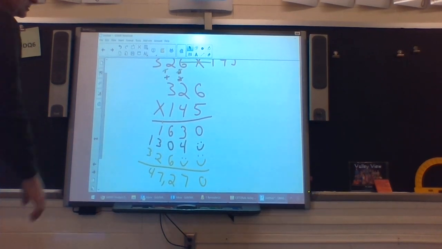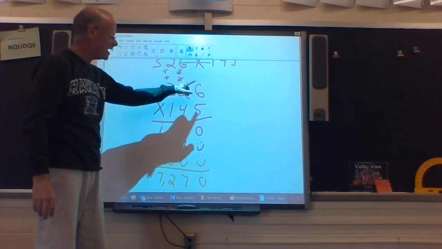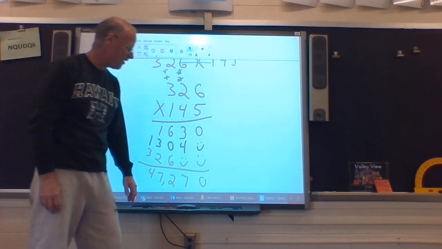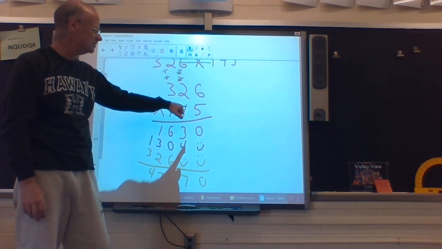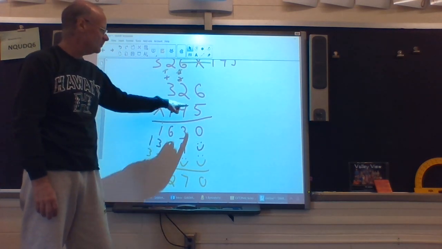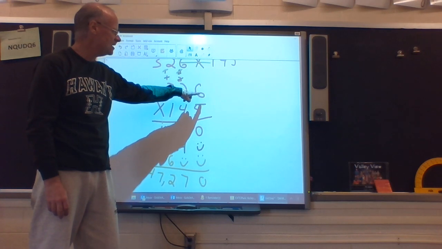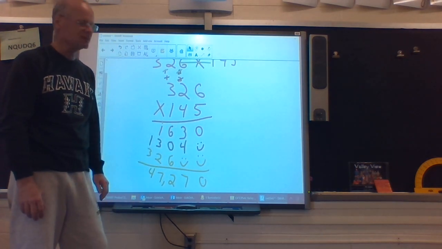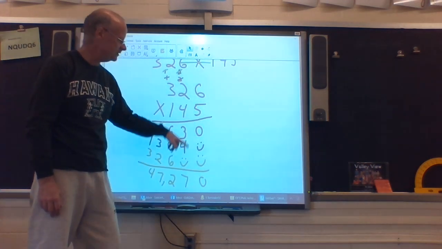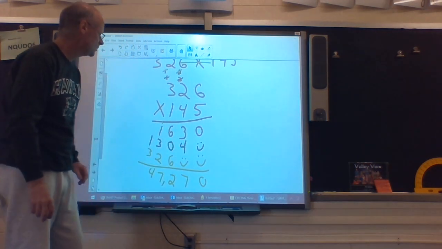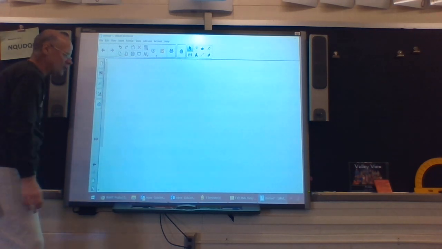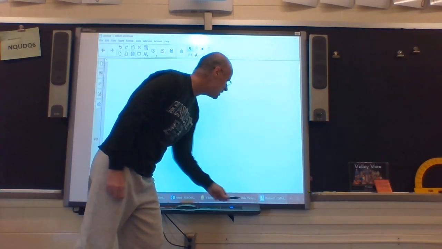I'm going to tell you a little secret about this problem too. Before I started the problem, I knew that my answer was going to end in 0. The reason I knew it was going to end in 0 is because I had a 5 in the 1 spot and a 6 in the 1 spot. Whenever I multiply 5 by an even number, I'm always going to end in 0. So that's a good way just to check real quick and say, that's even. That's got to be a 0. Okay? Let's do a couple division problems, a fraction problem, and then get you outside.